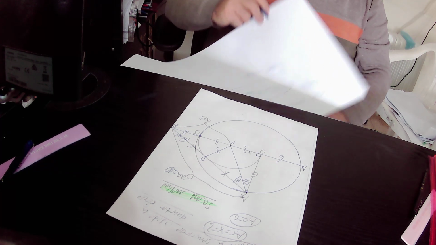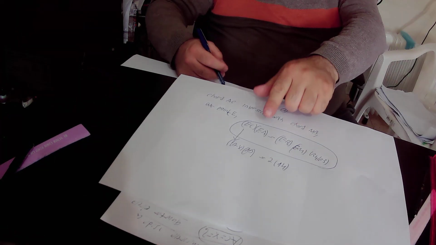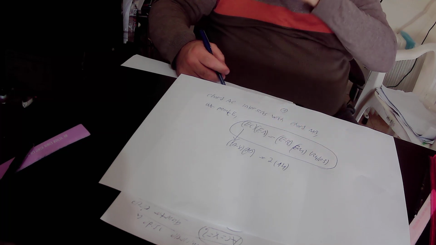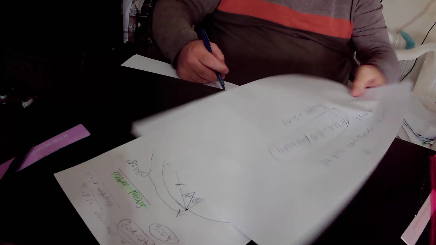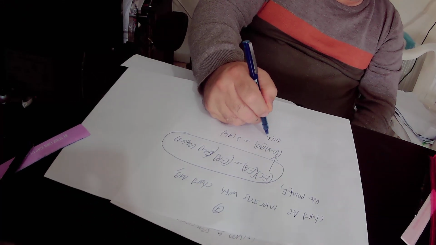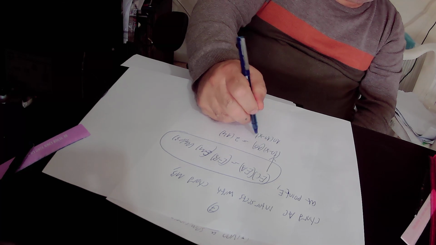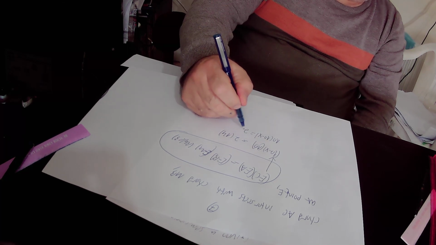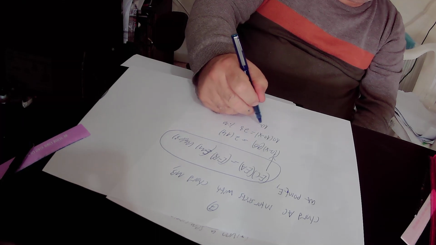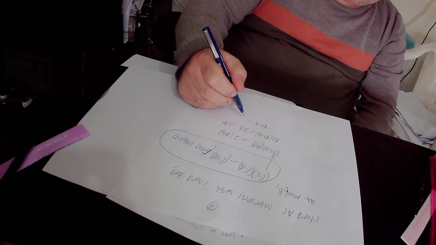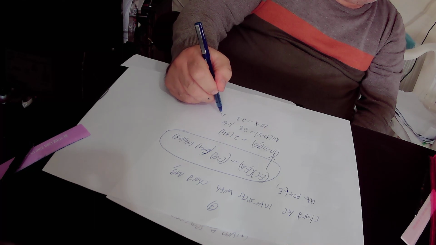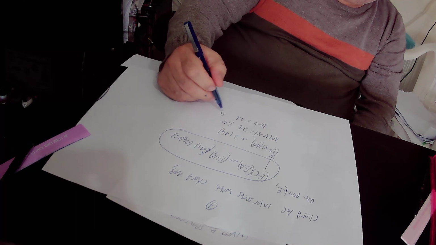So according to rule number 3, we found out that 10 minus X times 10 equals 2 times 14. 2 times 14 is 28, so write it down. So 10 times 10 minus X equals 28. Here we divide this equation by 10 and we get that 10 minus X equals 28 over 10, which is 2.8.